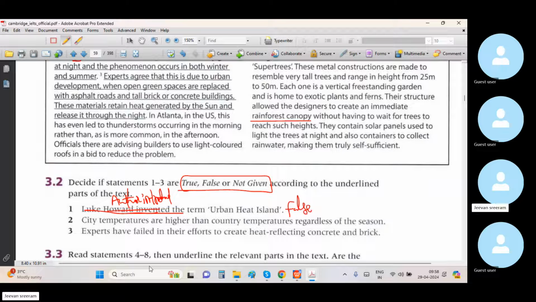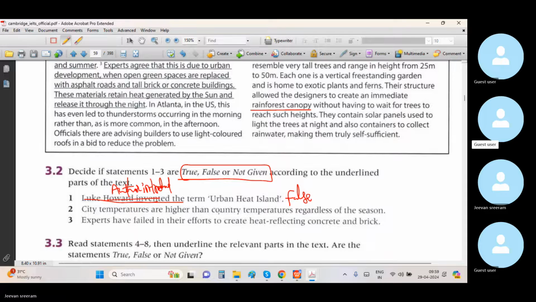Is there any doubt still? No, sir. I just said not given because Luke Howard is not mentioned anywhere as having invented it, but the word Urban Heat Island is mentioned. In this whole passage, there is no such statement, so I thought it was not given. I did not think from the point of view of the author. I think you couldn't observe the specific word "we". You haven't concentrated on the word "we". We stands for the author, right? Yes, sir. Including us, right? Yes, sir.